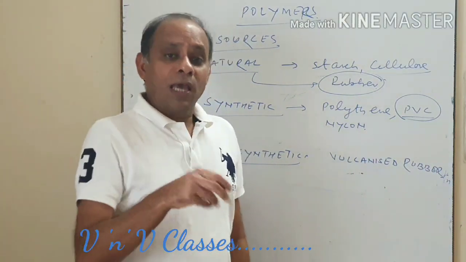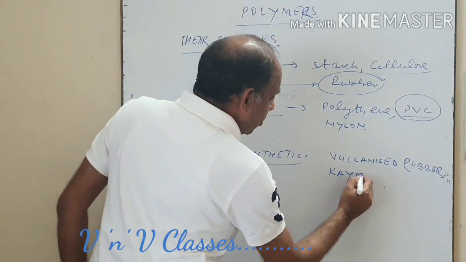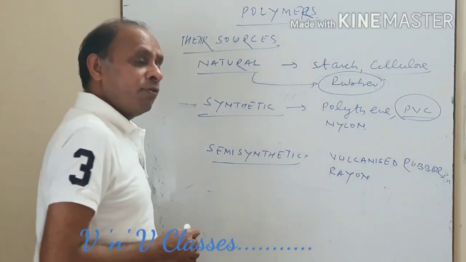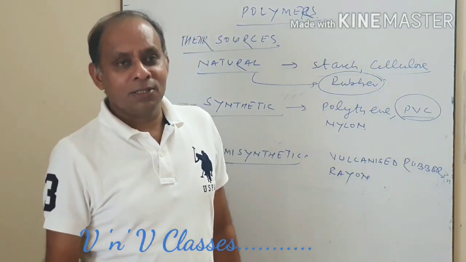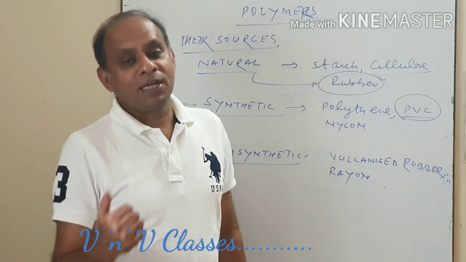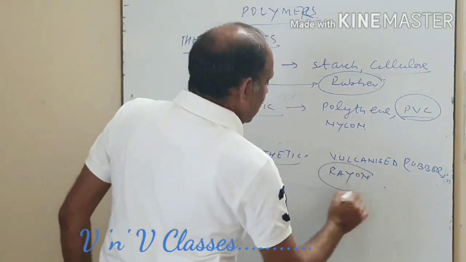So this is the way. And one more example I just want to share with you. Rayon, you studied about this, I think. And where do you find rayon? It is being used in curtains. It is being used in carpets. This is rayon fiber, and it is also an example of semi-synthetic polymer.